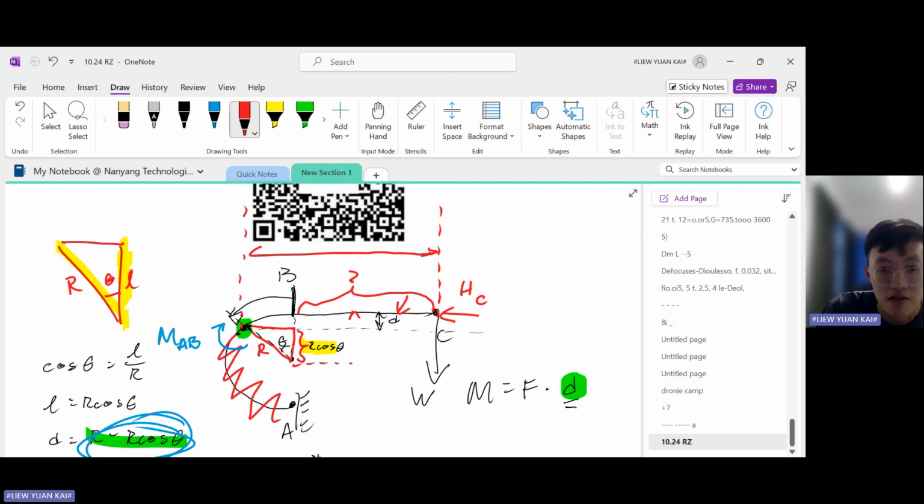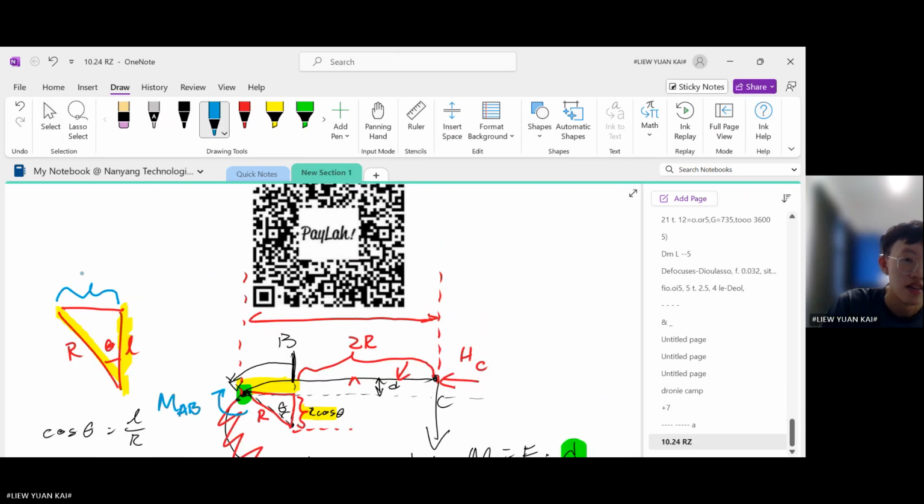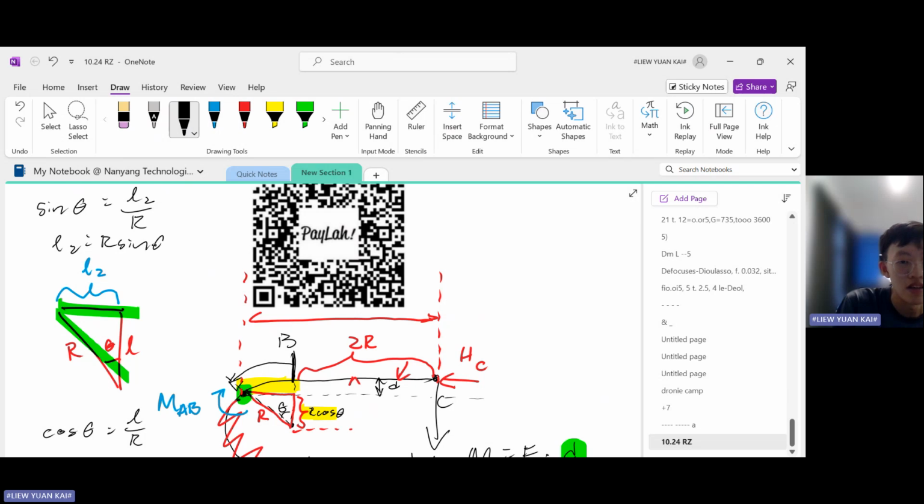This is what is stated in the question. This is 2r. Now we need to find this remaining piece. Let me just highlight it here. This part. How do you find that part? That part is actually this part of the right angle triangle. Let's call this L2. With respect to the angle theta, L2 is opposite, and this is hypotenuse. So I'm going to use sine. Sine theta is equal to opposite over hypotenuse. So L2 is equal to r sine theta.